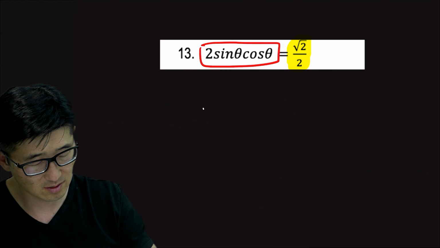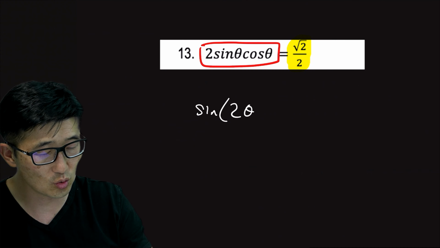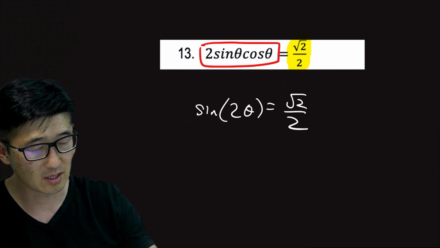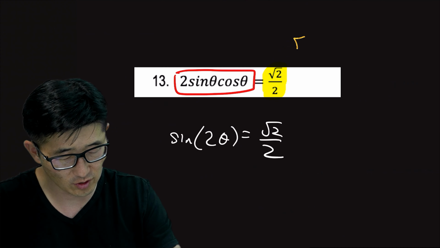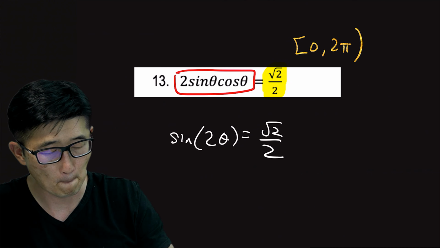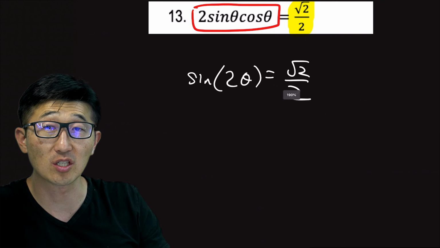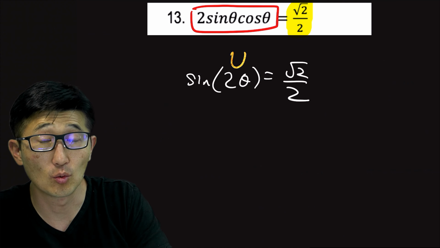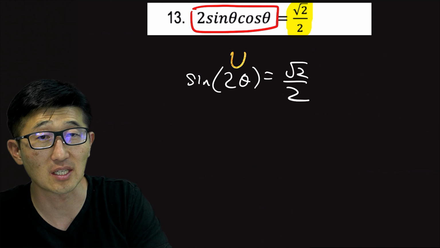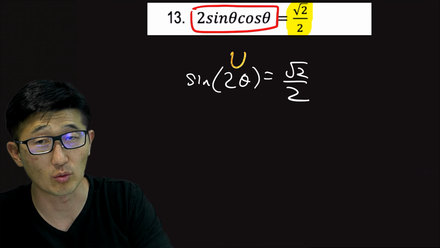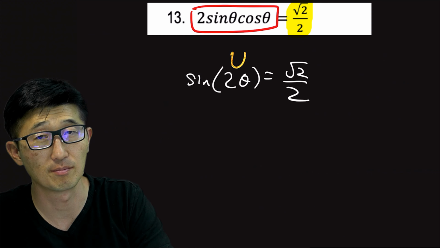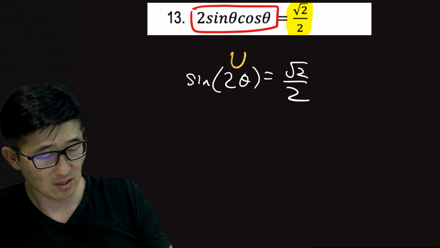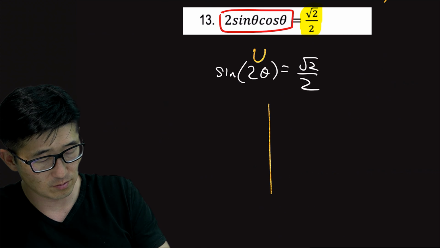Wait, sine squared theta or sine 2 theta? Sine 2 theta. Oh, okay. Yeah. Now this one, they want the answers from 0 to 2 pi. Okay, so we're going to treat this 2 theta like the letter what? Like the letter U. Yeah. So what should u be so that sine of that becomes root 2 over 2? What's our reference angle according to our marvelous chart? It is pi over 4.